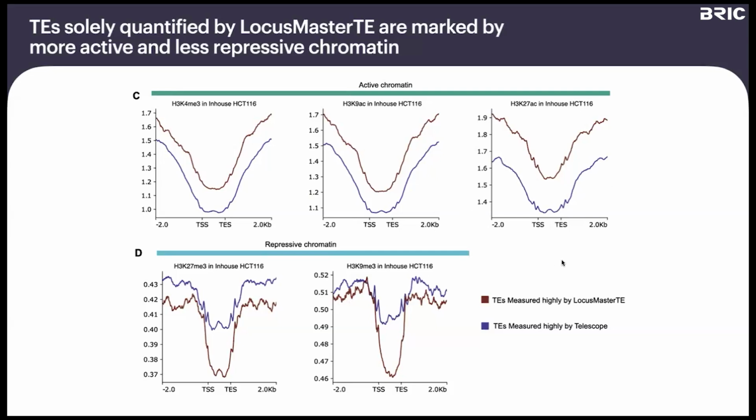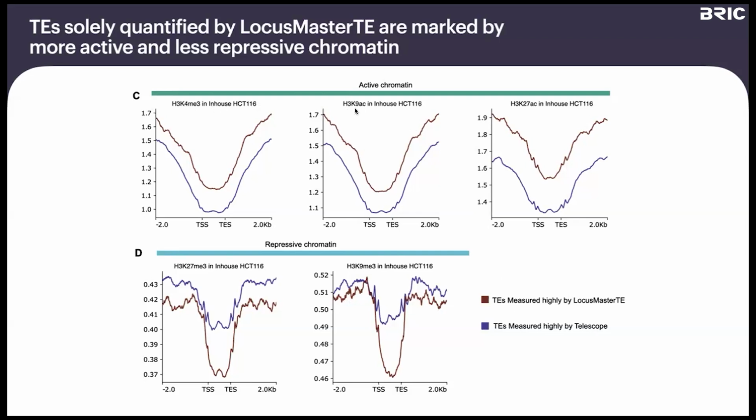We selected the TEs and grouped them into two based on which method reported a higher expression value for each. Brown represents TEs that have a higher count in LocusMasterTE, and blue represents TEs that have a higher count in Telescope. We then analyzed the association of these two TE groups with five different histone markers, three active markers, and two repressive markers.